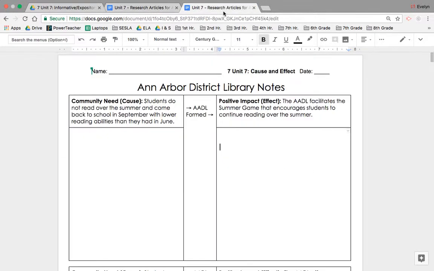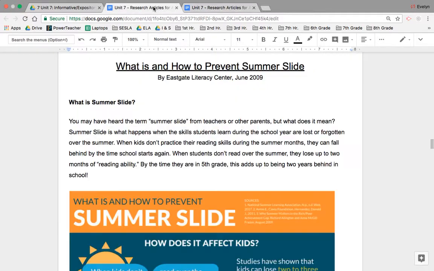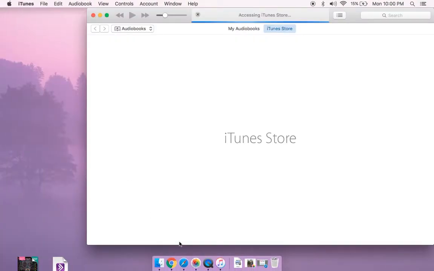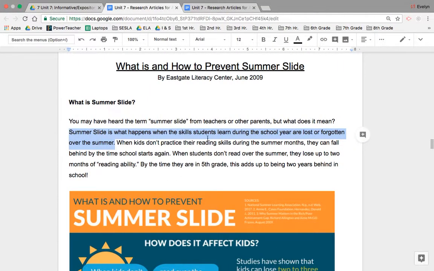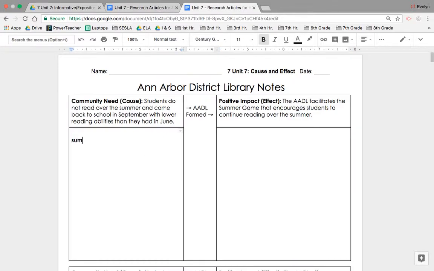Remember, I'm looking for information that students do not read over the summer and come back to school in September with lower reading abilities than they had in June. The first thing that I'm going to write is summer slide. So for my notes, I might write something like summer slide equals when students forget what they learned over the summer. Notice that I'm putting it in my own words. Go ahead and try it on your own. Summer slide equals, what is summer slide?